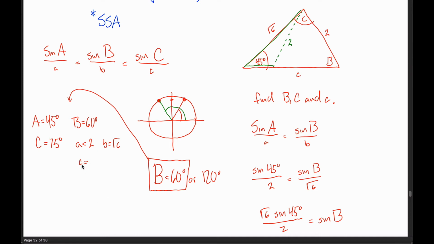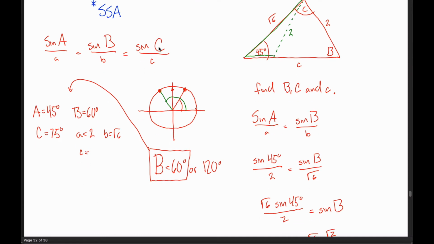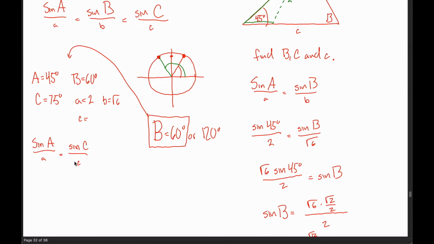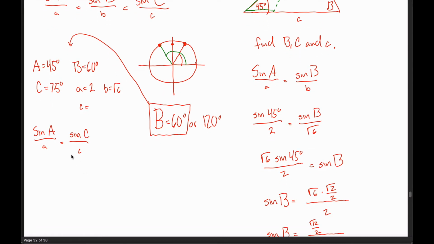Well, to figure out little c, I can use my law of sines. I can grab either of these two guys here because I know capital A, capital B, and little b. It doesn't matter which one you choose. I'm going to arbitrarily choose this one. The sine of A over a equals the sine of C over c. A is 45 degrees. Little a is 2. Capital C is 75 degrees.